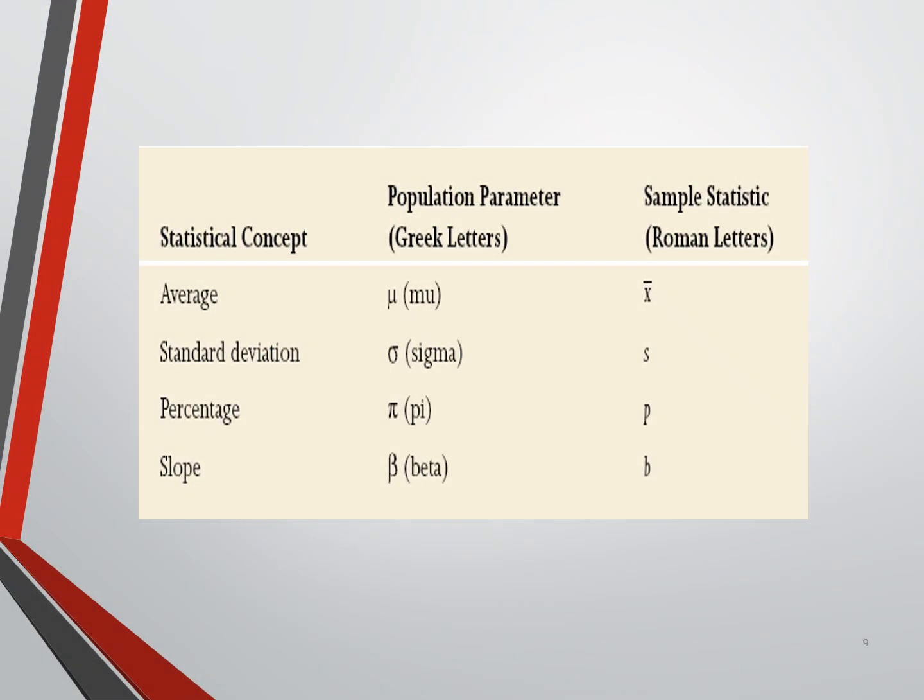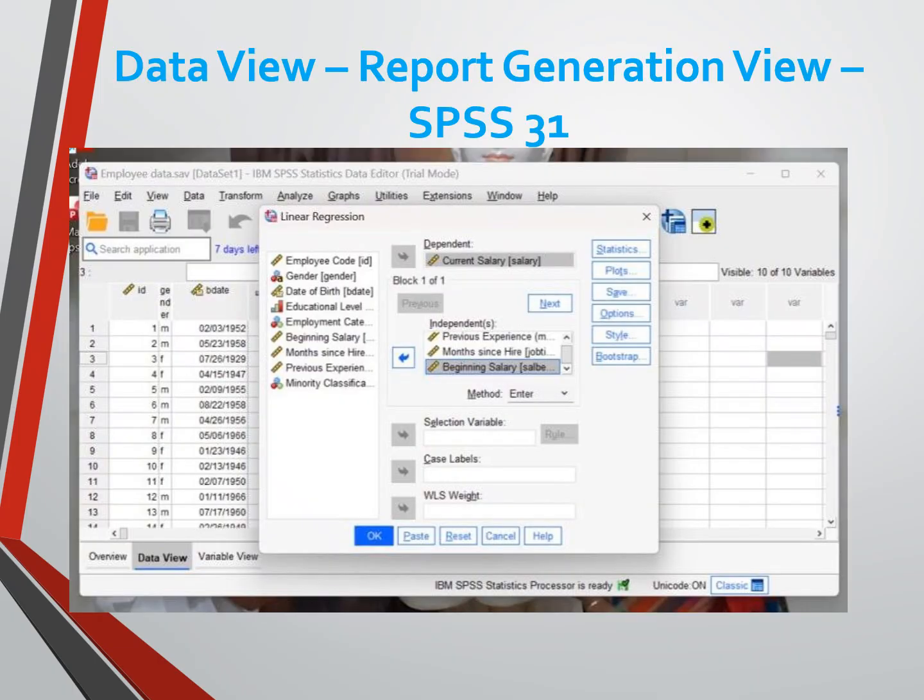Now, yesterday I already explained about the signs to be used, the Greek letters and Roman letters, based on your data. Now here I am coming to SPSS 31.